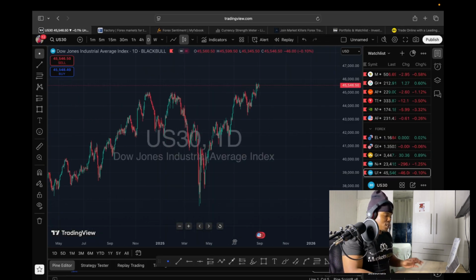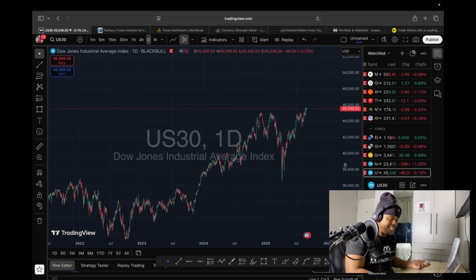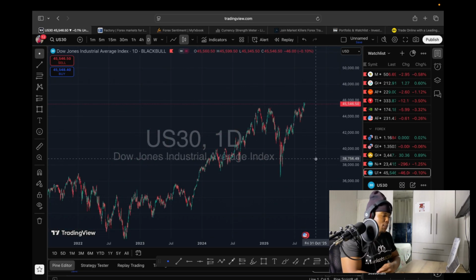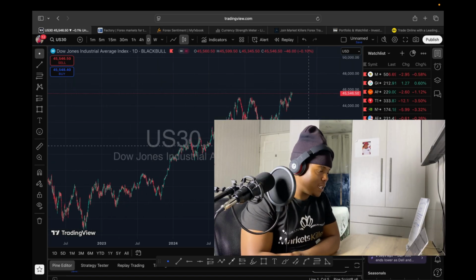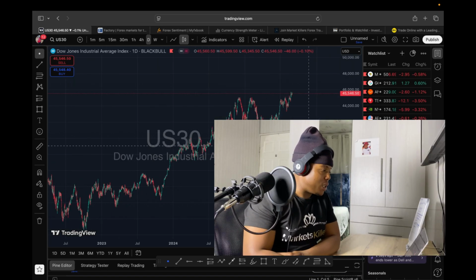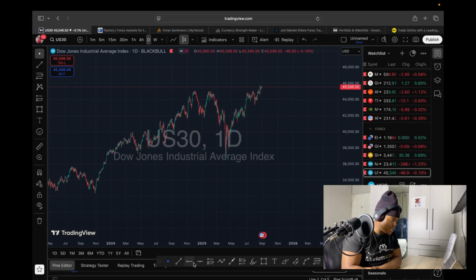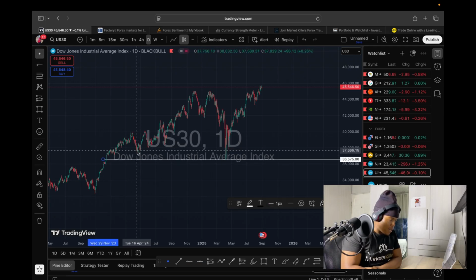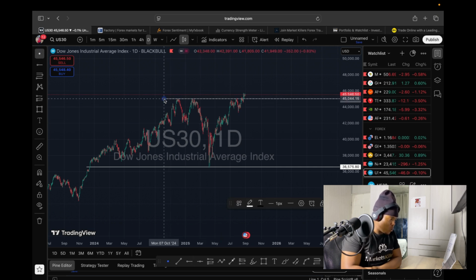So first thing is first, when it comes to US30, what I usually do when I analyze any single pair, I start on a higher time frame to actually see what the market is telling us, like how the market is moving and what type of trend we are currently experiencing. So on US30, first thing is first, I mark out my zones. This is my low right here. That right there is going to act as my low.